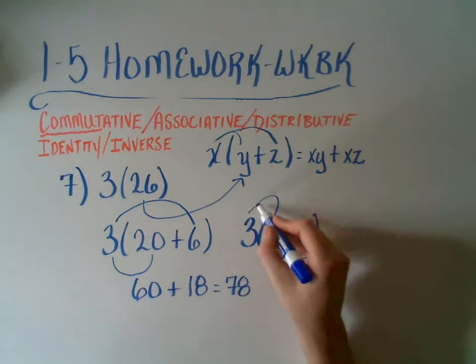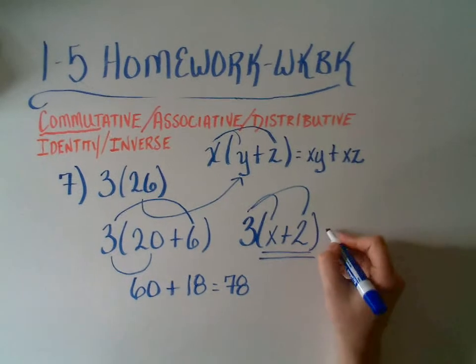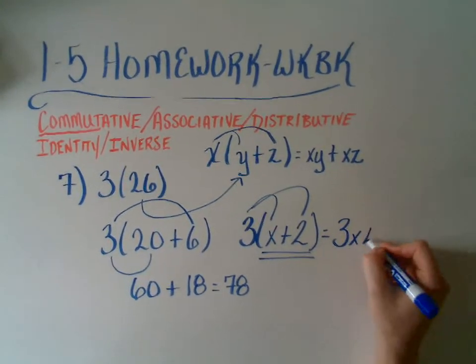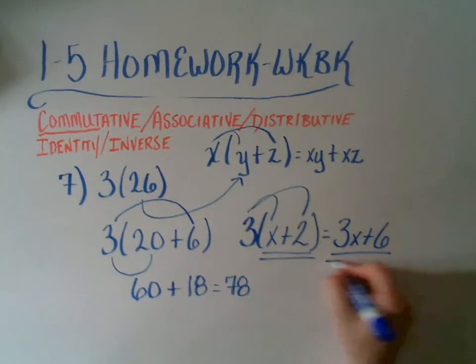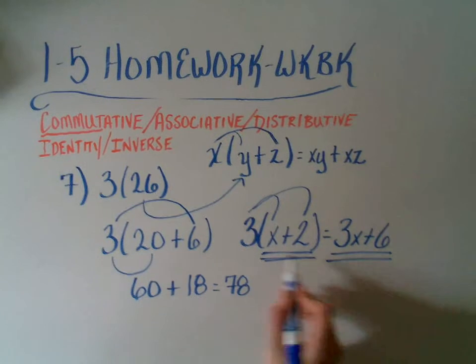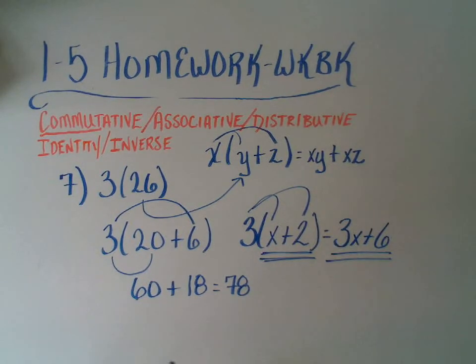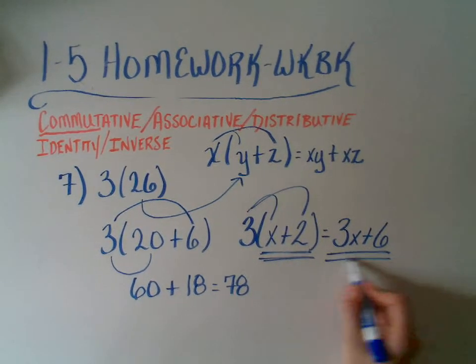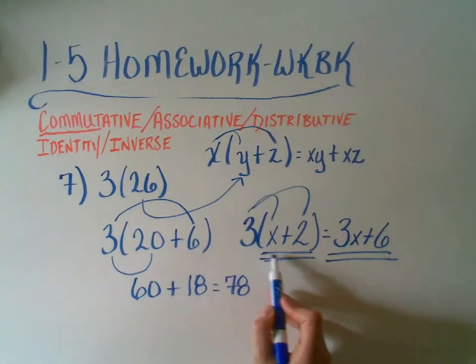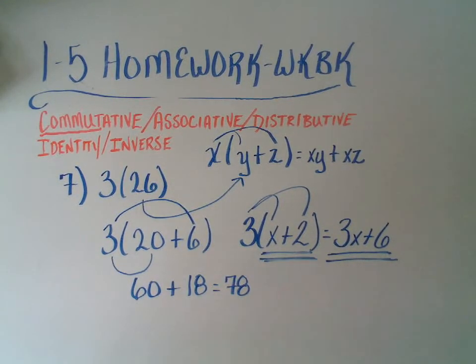I could take 3 through to the x and 3 through to the 2 using the distributive property and end up with 3x plus 6, and that would be the fully simplified form. Even though x plus 2 doesn't make anything, this whole expression is not fully simplified until I get to here. And of course, again, you couldn't do like what we did here because these two don't make anything together. X plus 2 is just x plus 2.